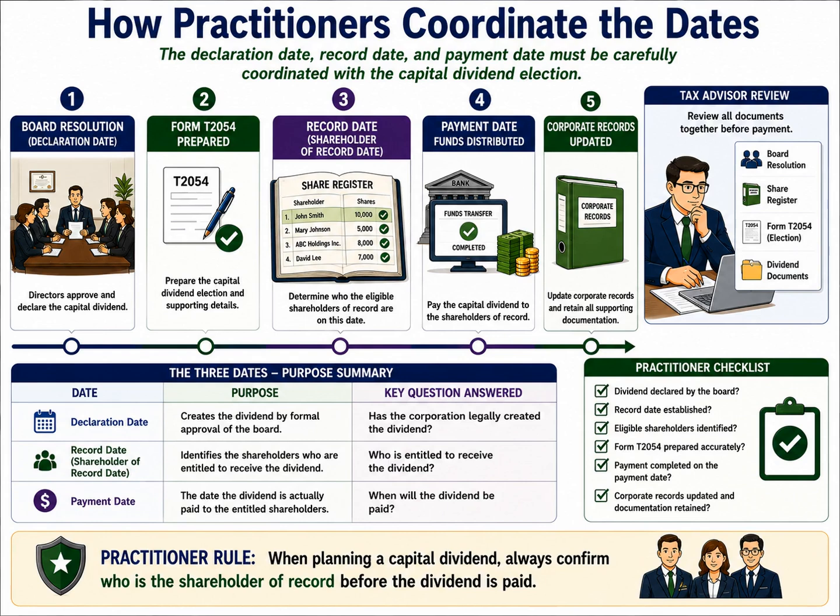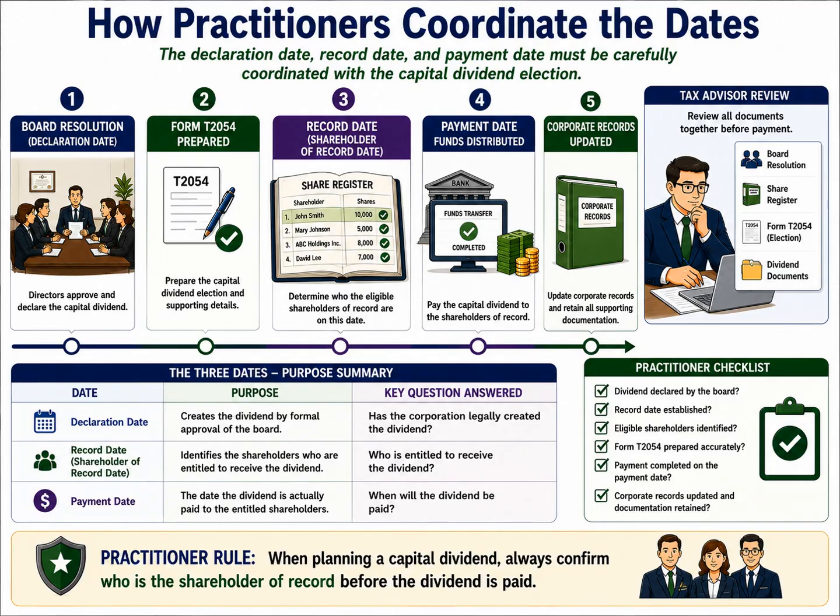Once entitlement has been established, the corporation reaches the payment date. This is when the cash is actually distributed to the shareholders of record. The money may be paid by check, electronic transfer, or credited to shareholder accounts depending on the circumstances. After the payment is completed, the final step is updating the corporate records. Board resolutions, dividend schedules, shareholder records, election forms, and supporting documentation are all retained in the corporation's files.